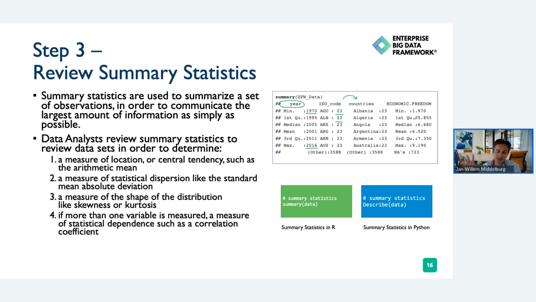So if we look at the economic freedom itself, it means that out of all the 3,600 and something observations, the average economic freedom over all of the different countries is a mean of 6.5. The lowest score is close to 2 with 1.97, whereas the maximum score is 9.19.